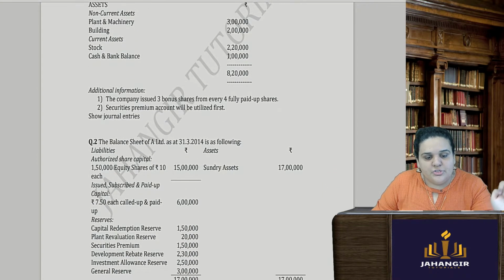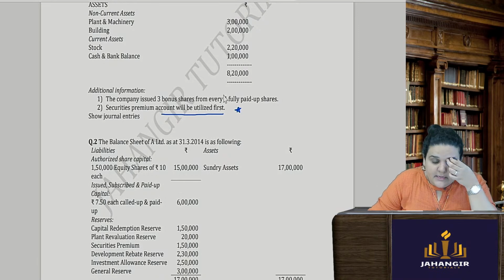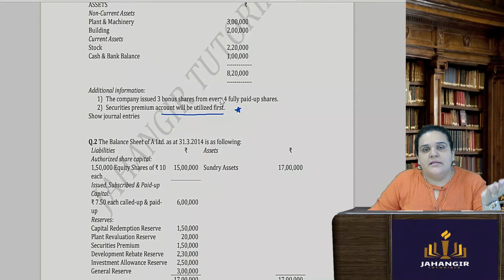The company issued 3 bonus shares for every 4 fully paid up shares. So bonus is always given in a ratio. They are saying to give 3 bonus for every 4 shares held. Securities premium account has to be utilized first. This is already the instruction which they have given. They are telling us to show the journal entries. Now, whenever the bonus is issued, since there is no money coming in, how the journal entries are passed, we will see with the help of this sum and example.